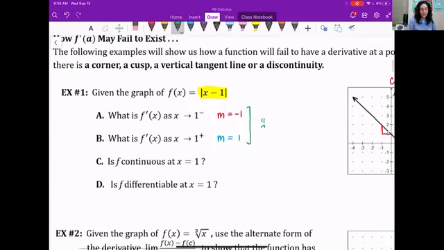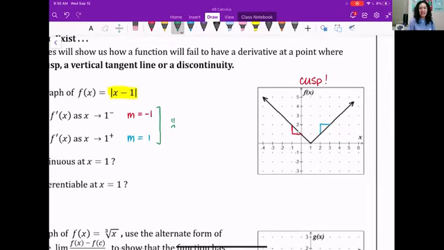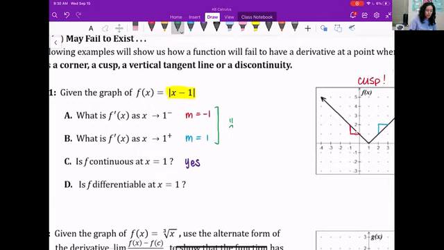Okay, so first thing they want to know is, is the function continuous at x equals 1? Well, yeah, it's continuous. There's not a hole. There's not a jump discontinuity. There's not an asymptote. Yes, it's continuous. But is it differentiable at x equals 1?